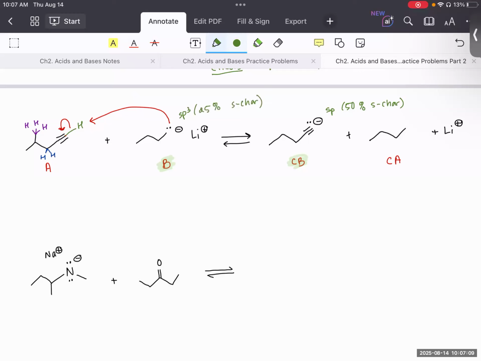And then we don't really have any other effects. There's no resonance, there's no element effect, there's no inductive effect that is different between the base and the conjugate base. So this one here, the conjugate base is more stable than B, or the original base, because of hybridization.